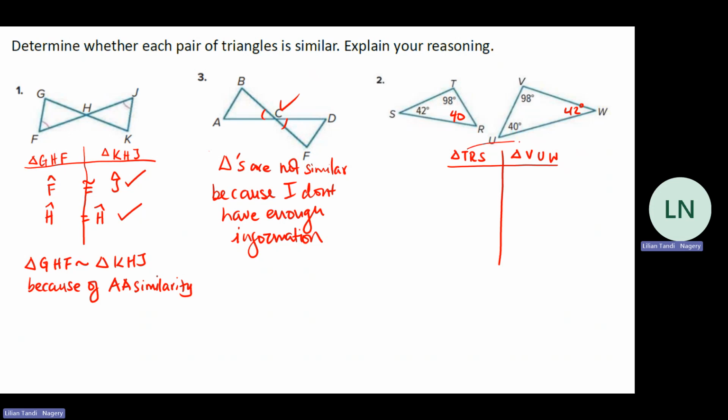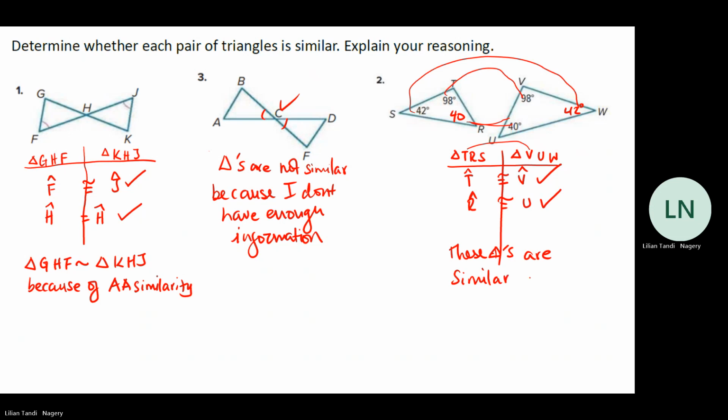Okay. T goes with V because they are the same letter. R goes with U because they are the same letter. S goes with W because they are the same letter. So angle T is equal to angle V, correct? Angle R is equal to angle U, correct? So these triangles are similar because of angle similarity.